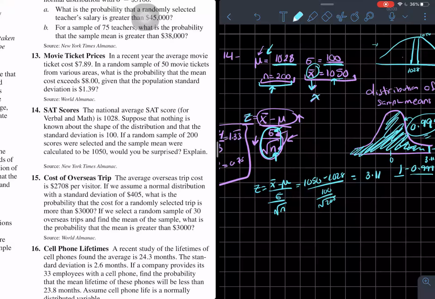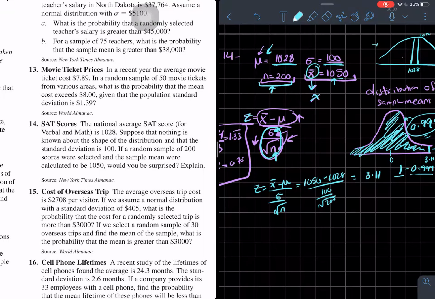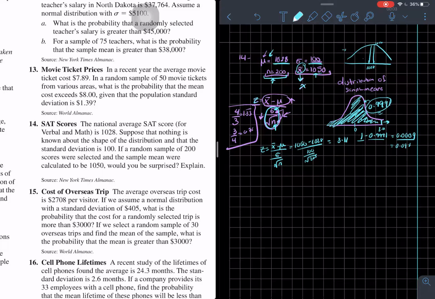So the question here asks if it would be surprising to have a mean of 1050. I think it would be very surprising to have a mean that far away from the population mean, because if we're doing a data distribution and you have a sample size bigger than 30, then it becomes normally distributed with a mean kind of close to the population mean.